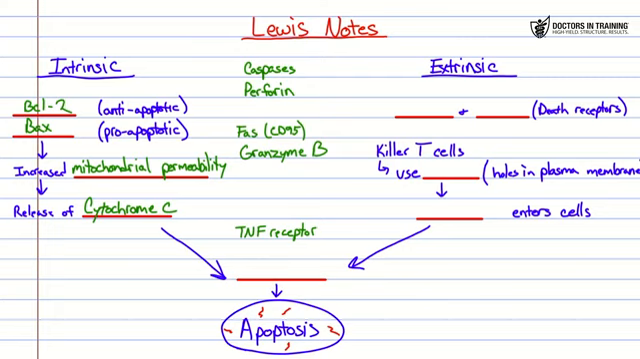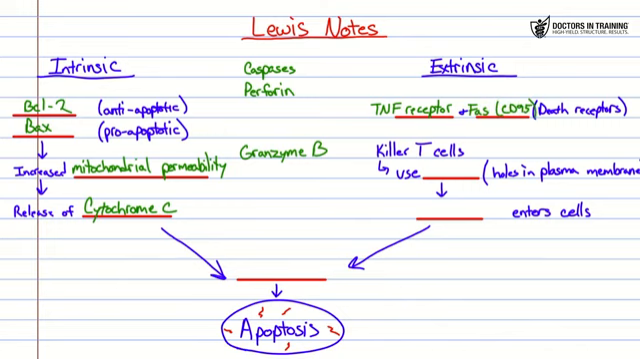Now let's move over here to the extrinsic pathway, and first we have our death receptors. That sounds like a cool band name. So our death receptors, the first one we have here is the TNF receptor, and if that gets stimulated, then you're going to run into problems. The other one that you need to remember is the FAS receptor, also known as CD95.